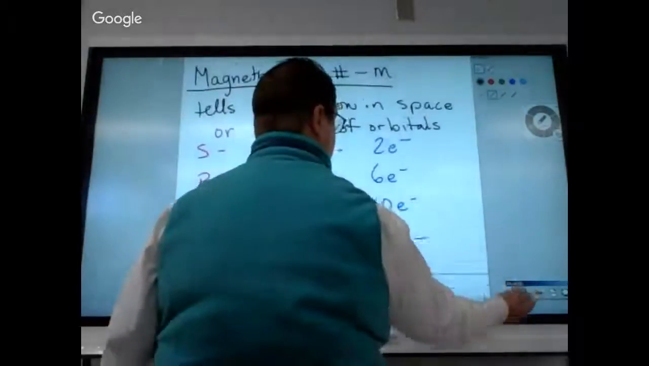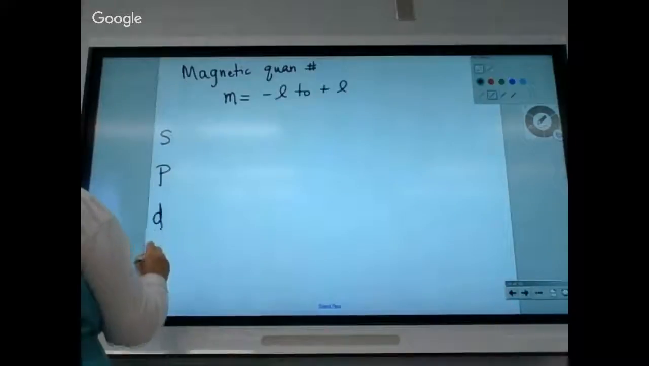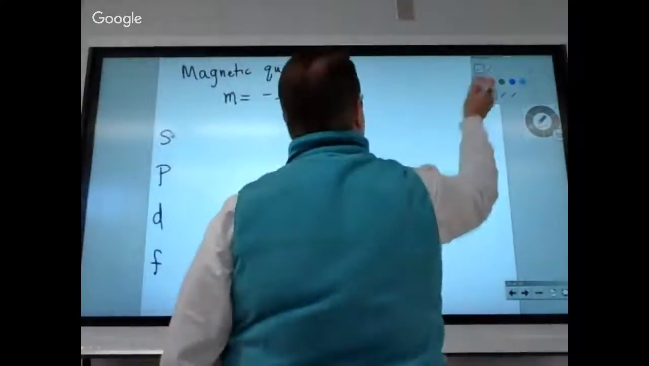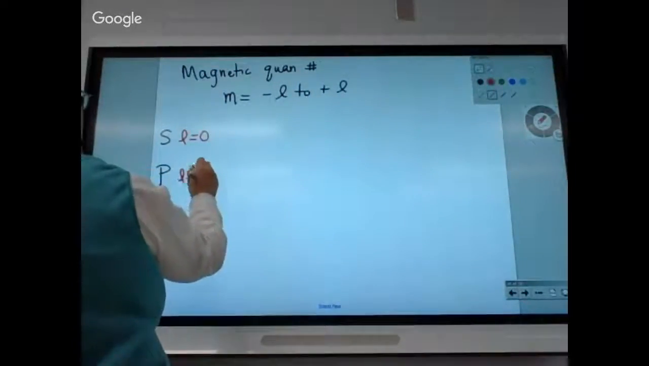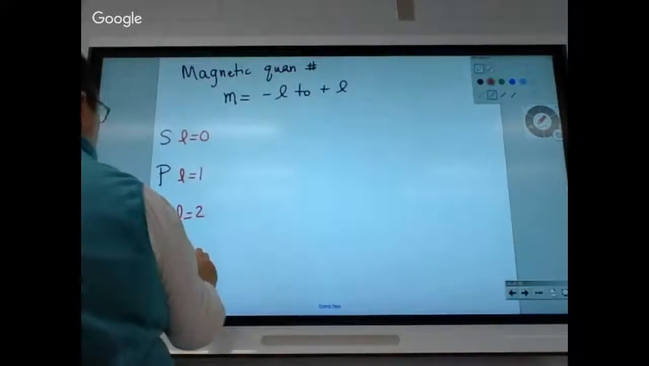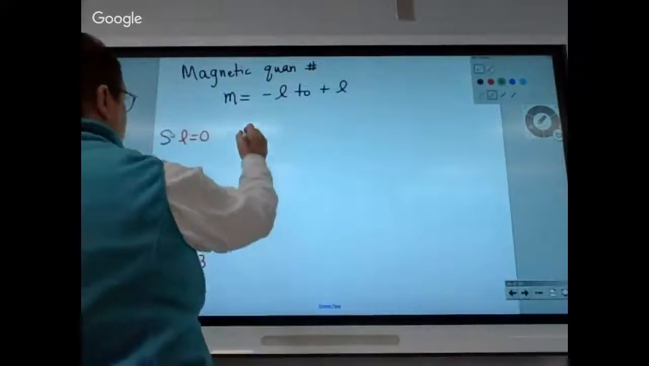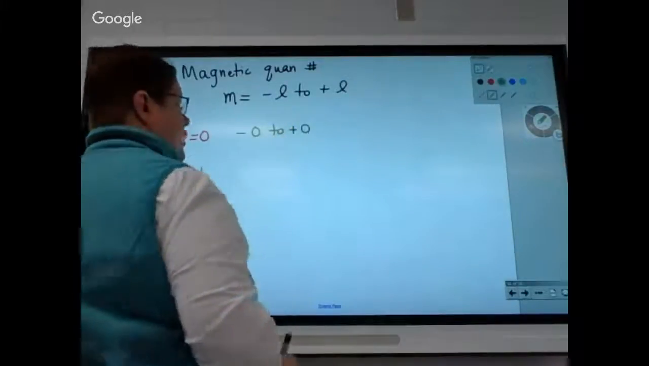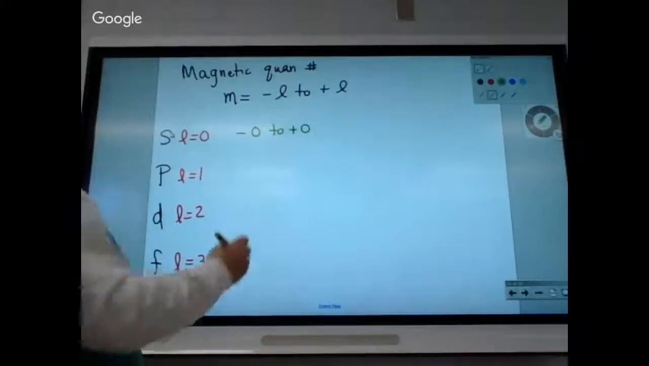So, you have S, P, D, and F sublevels, right? S is assigned 0, P is assigned 1, D is assigned 2, and F is assigned 3. So, if we say minus 0 to positive 0, everybody in here knows that's just 0. It's just 0.